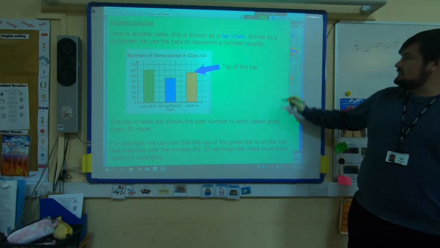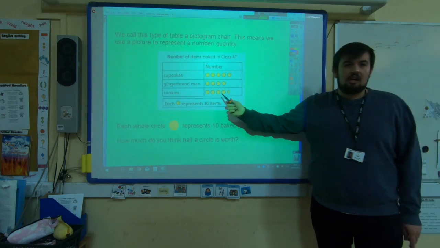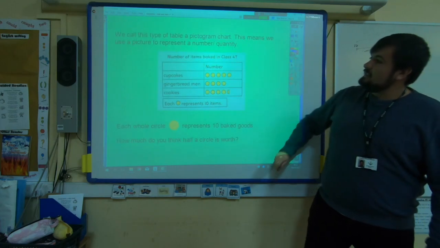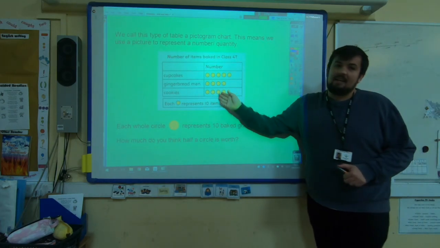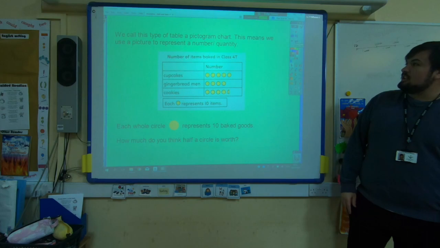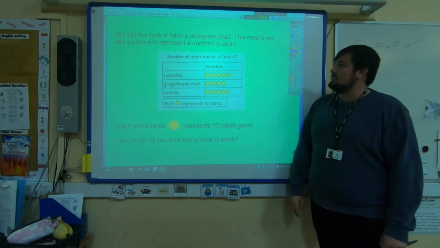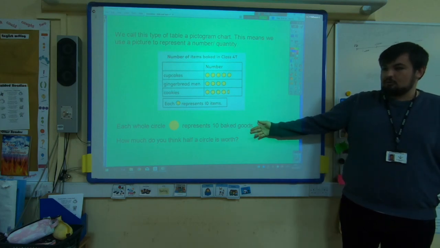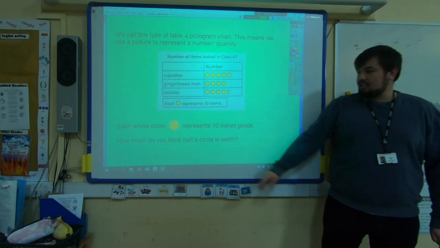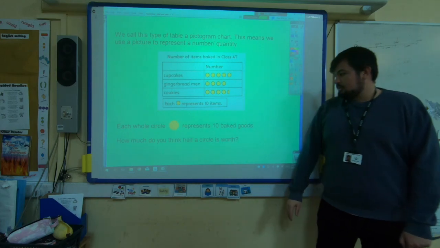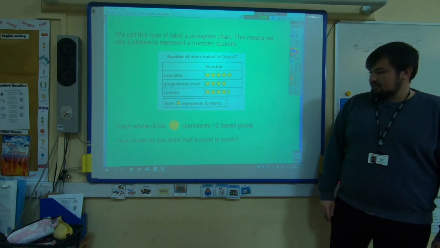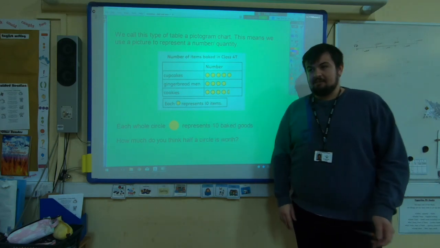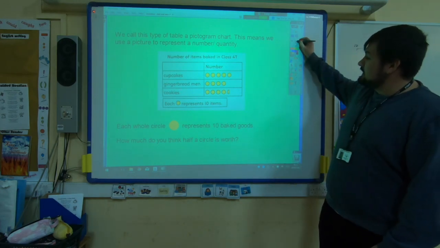Oh, no, I've jumped over a slide. That will be why. There we go. We call this type of table a pictograph, as I said before, a pictogram chart. This means we use a picture to represent a number or a quantity. And as we spoke about before, each whole circle, or dot, represents 10 baked goods. And half a circle was 5, wasn't it? Well done, superstars, really good.